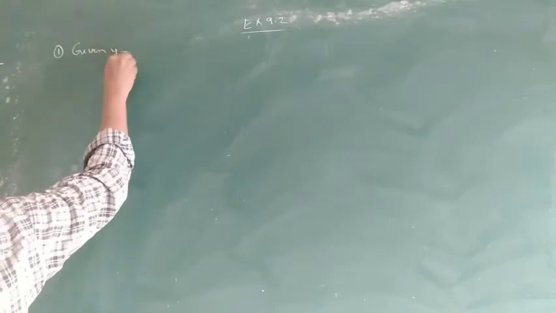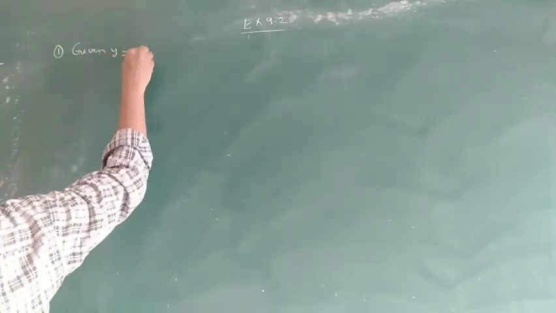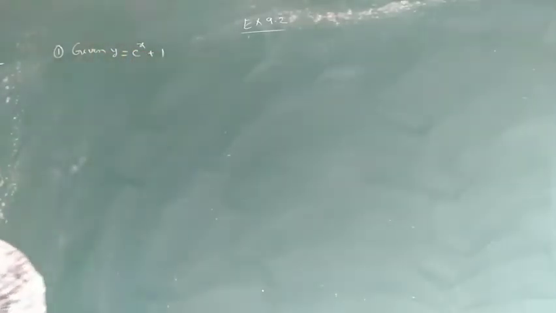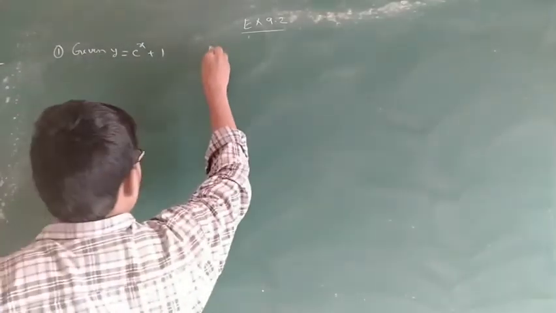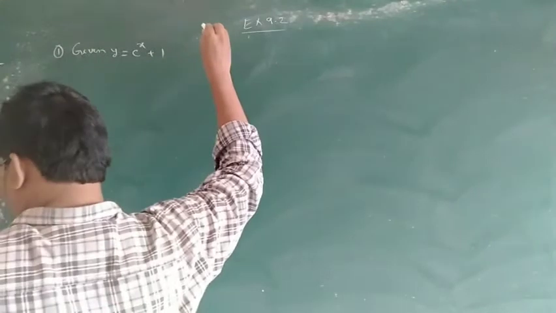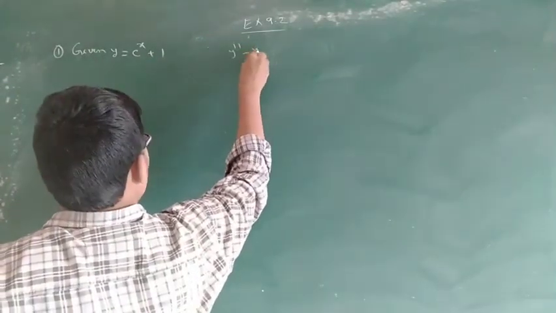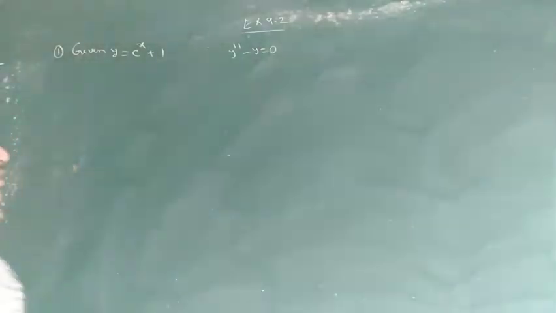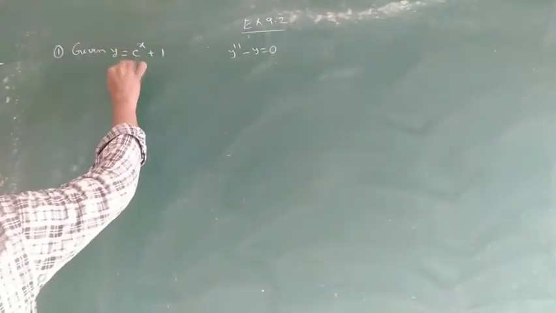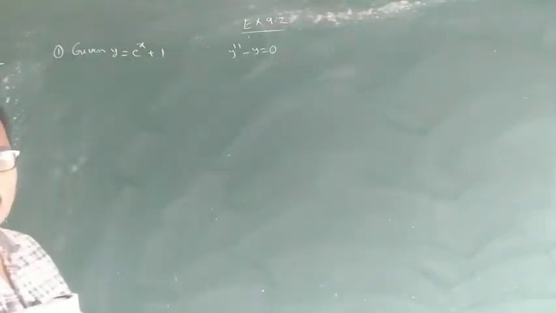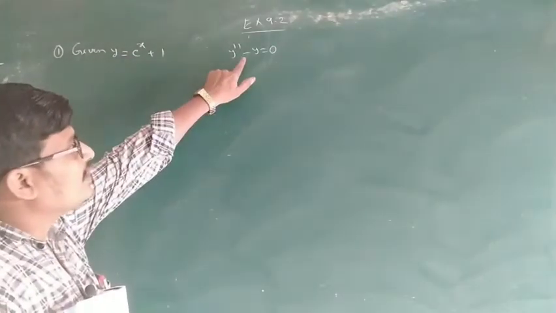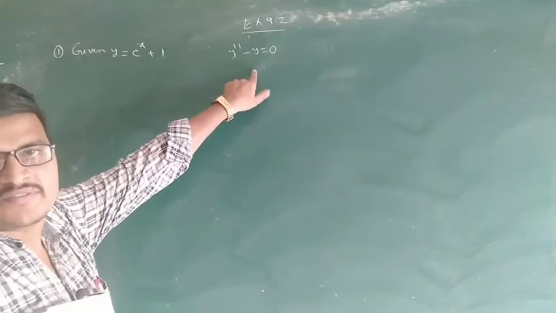Given y is equal to e^x plus 1. What is the solution of the differential equation y double dash minus y is equal to 0? What we have to prove? This is the function. If this function is the solution of the differential equation, this equation.